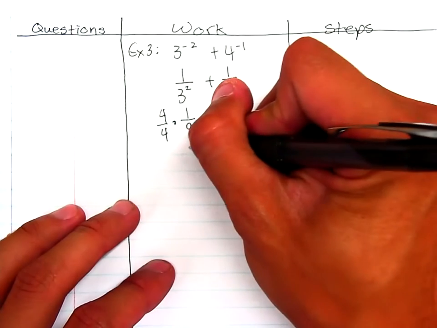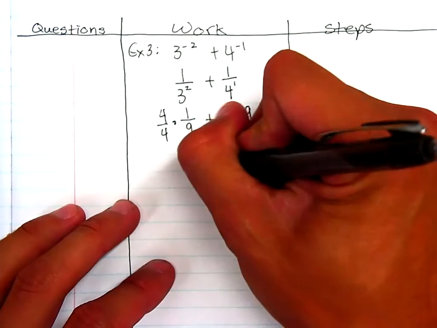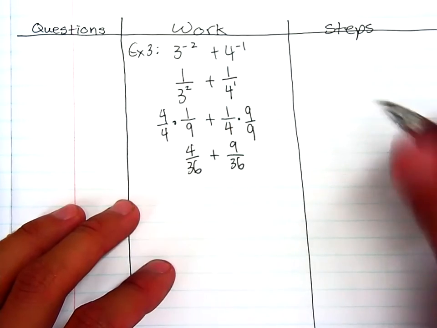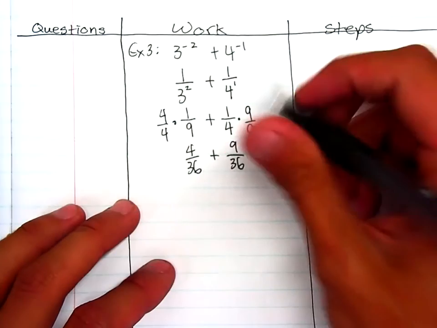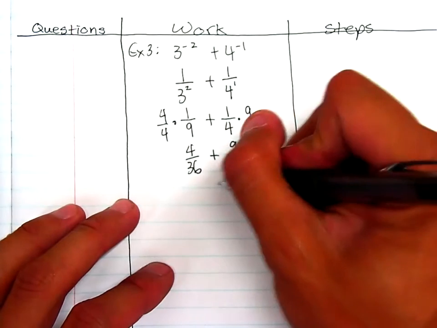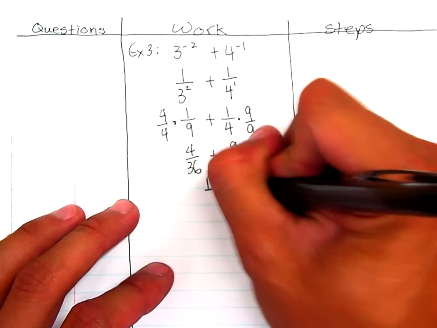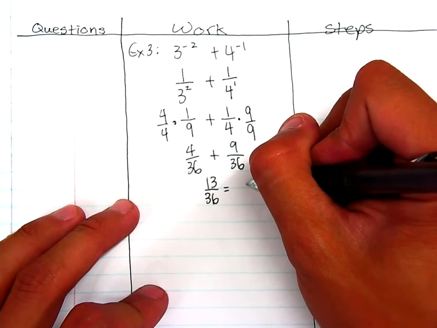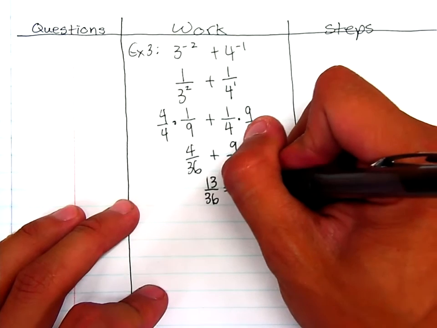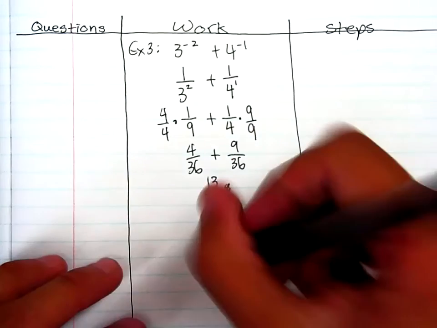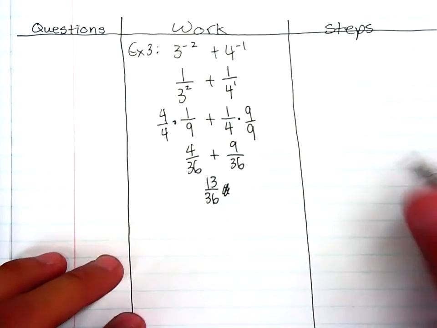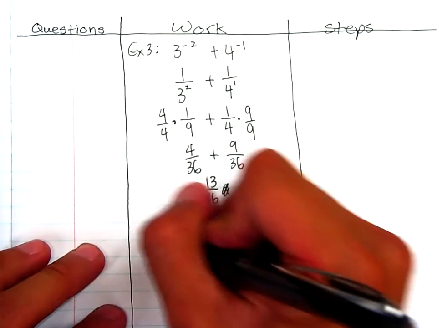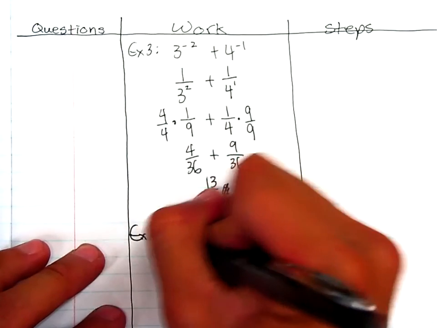So what I'll get is 4 over 36 plus 9 over 36. And I know when I add fractions, the denominator stays the same, so it will be 13 over 36, which will not reduce at all. So that's my answer. Okay, if you have any questions, pause and rewatch, or write any questions down on the left side, and we'll go over it in the morning.